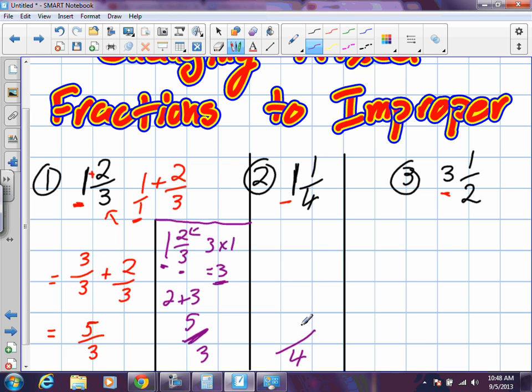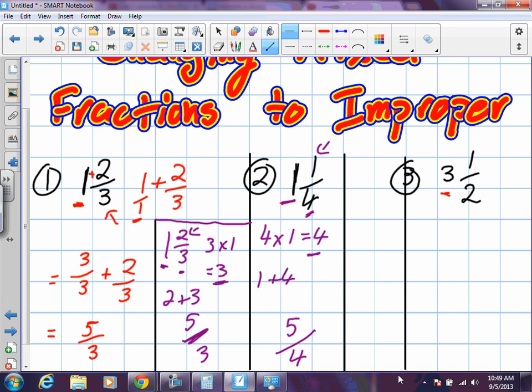The first thing we need to do is figure out what number to add to the top. In order to do that, we have to multiply the whole number by the denominator. So what is 4 times 1? 4. Now the number on top was originally 1, so now I have to do 1 and add this 4. What is 1 plus 4? So the improper fraction is 5 over 4.